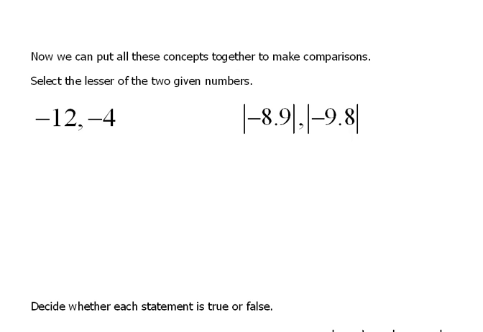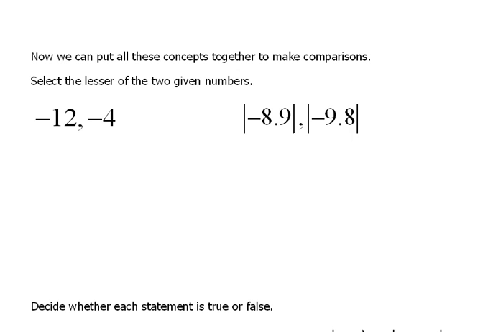Now that we know a lot more about negative numbers, that we understand absolute value, we've talked about negative numbers being the opposite of a positive number. We've talked about moving left on the number line, numbers get smaller. Moving right on the number line, numbers get larger. Now we can put all of those concepts together and make comparisons and decide whether things are true statements or not.